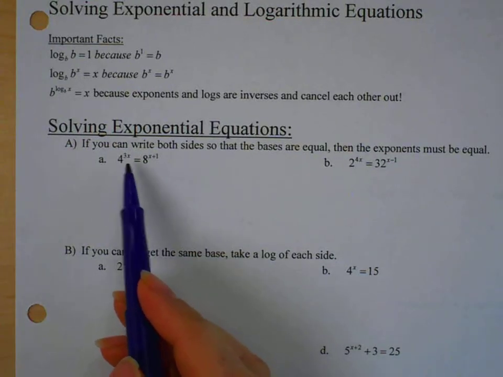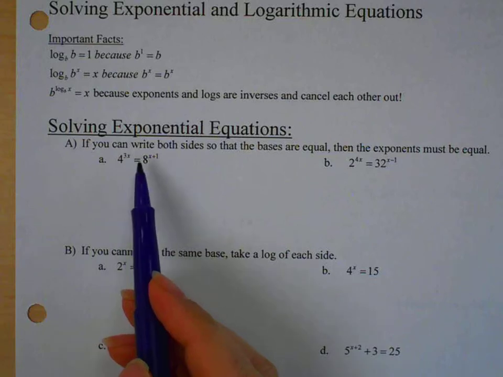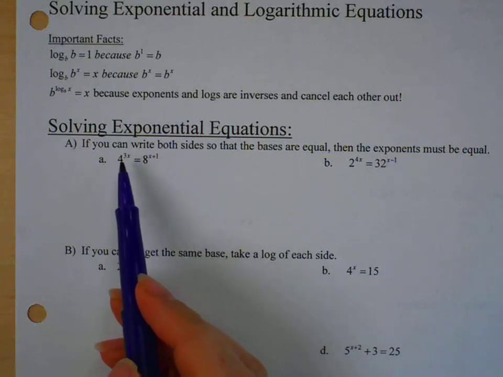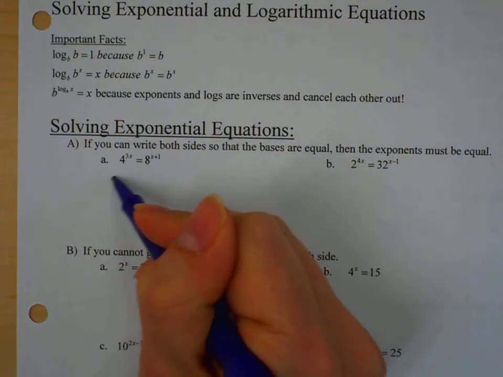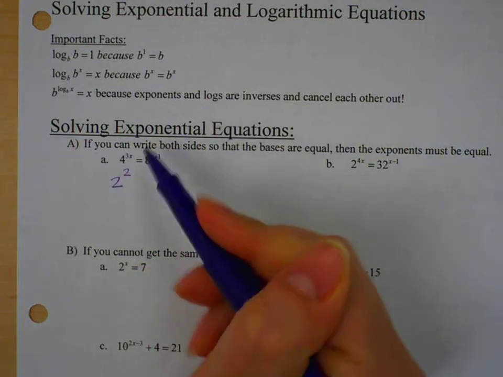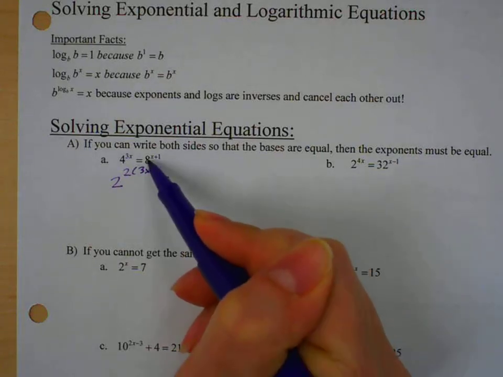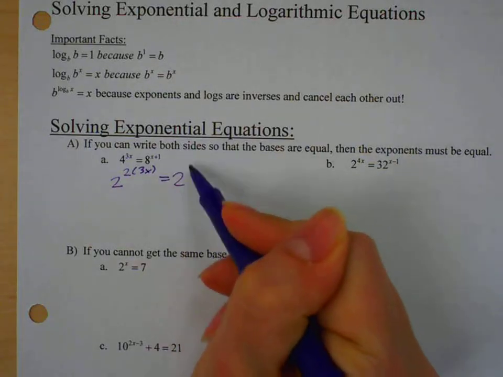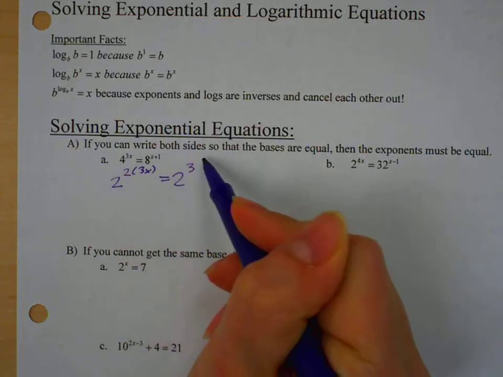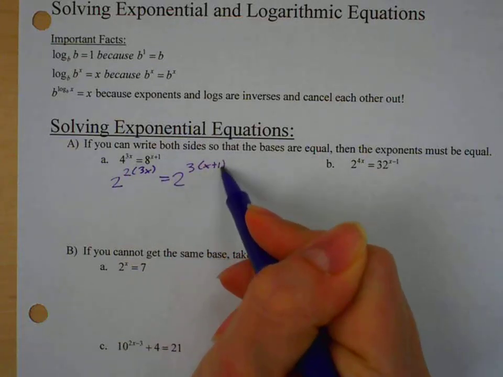So when I look at this first one here, my base is 4, my base is 8. They are not the same. But they're powers of 2. I know that 4 is the same thing as 2 squared. Now, I already have a 3x up there, so that needs to stay up there as well. And 8 is the same thing as 2 to the third. And again, I have an x plus 1, so that needs to be up there.